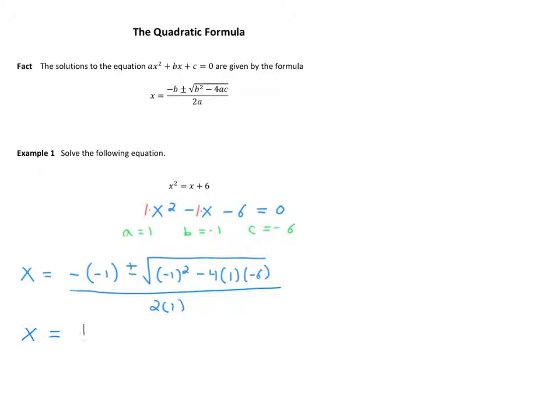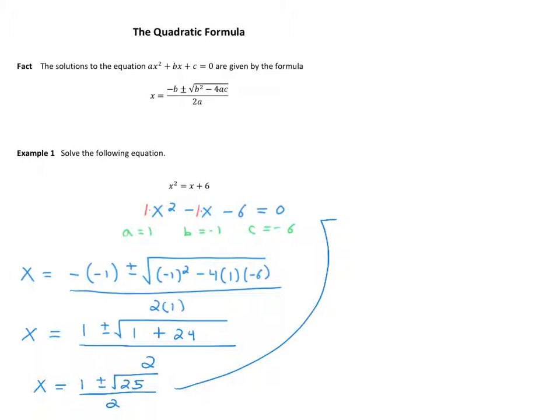Okay, negative 1 is a positive 1, plus or minus. And this part could be completely done in a calculator where, okay, I have negative 1 squared, that's 1. I have a negative times a negative, meaning I'm going to have a positive number, and 4 times 1 times 6 is 24, all divided by 2 times 1, which is simply 2. That means we have 1 plus or minus the square root of 25 all over 2.